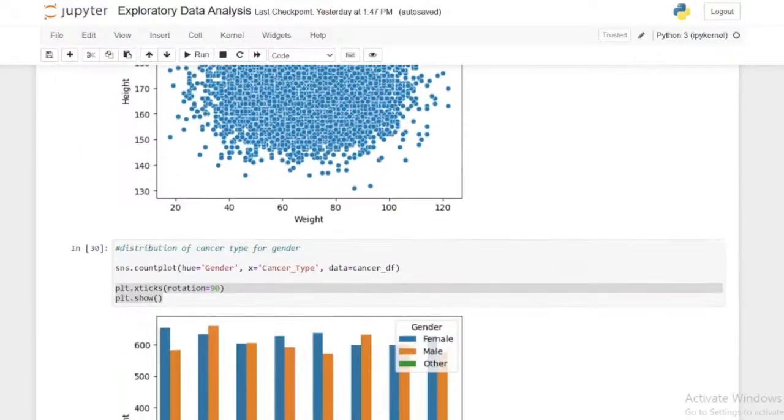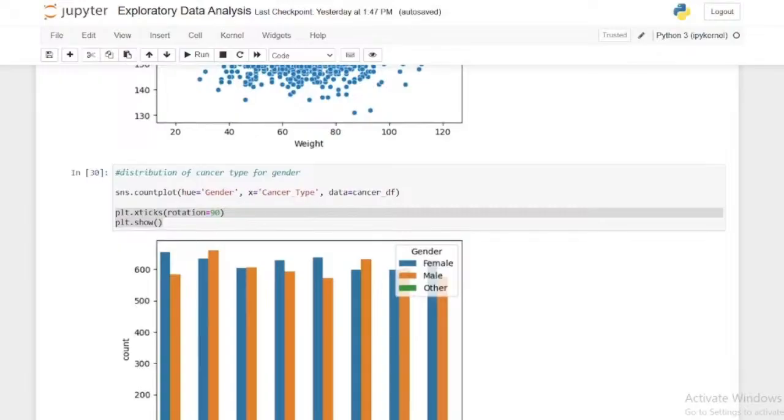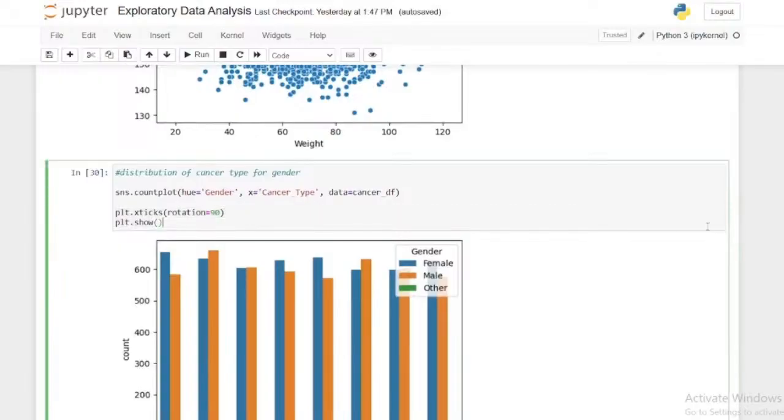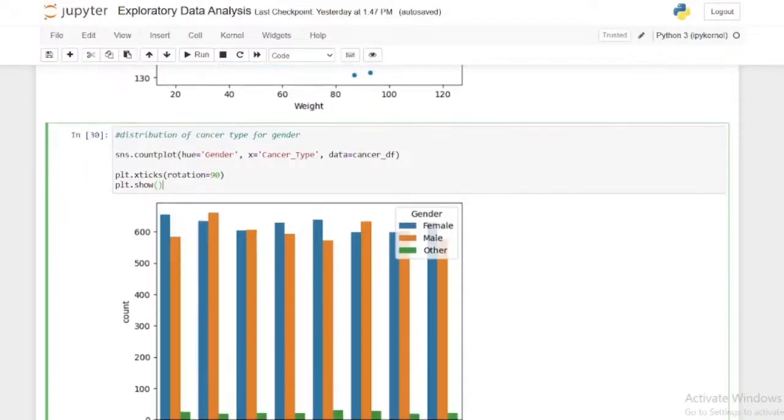So the next thing I did was to look at the distribution of cancer type for each gender. Remember, we have three genders: female, male, and others. Now we're looking at the various cancer types. There are some cancers that are specific to particular genders, right?